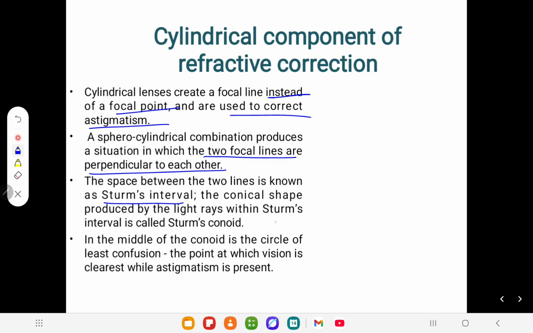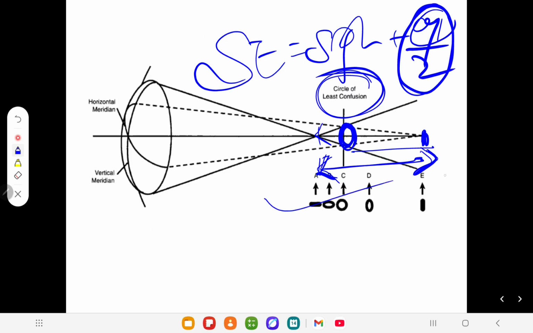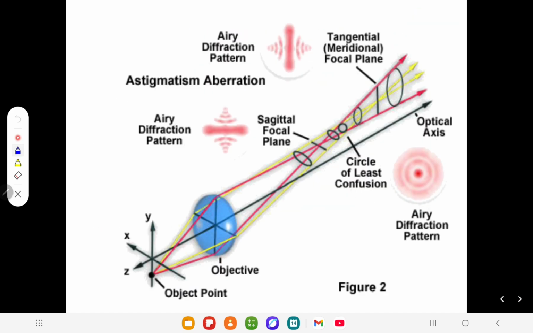So that's within the interval of Sturm. The middle of the conoid is circle of least confusion. Middle in a sense of diopter, at a point in which vision is clearest while astigmatism is present. Okay, we know that at that point vision is clearest. Okay, I have already told you. So this is again this picture, and we know it.